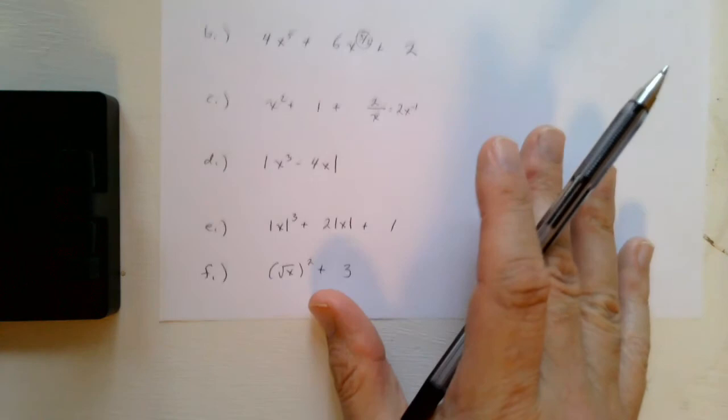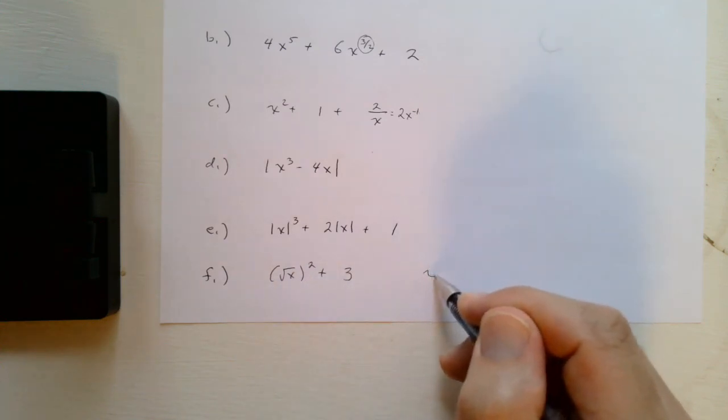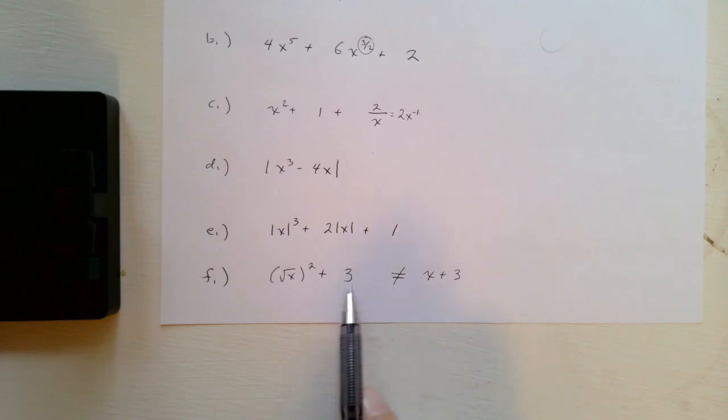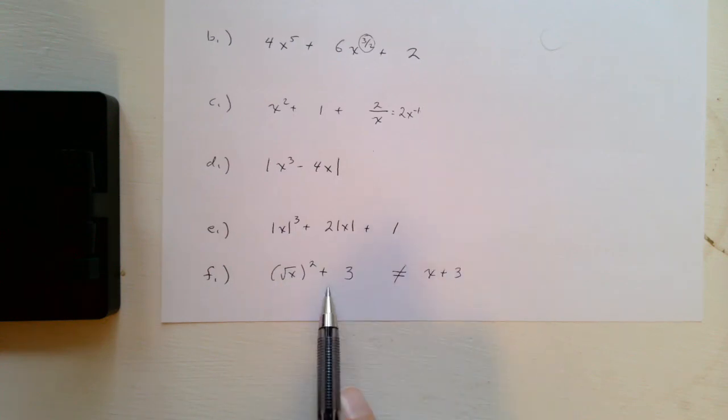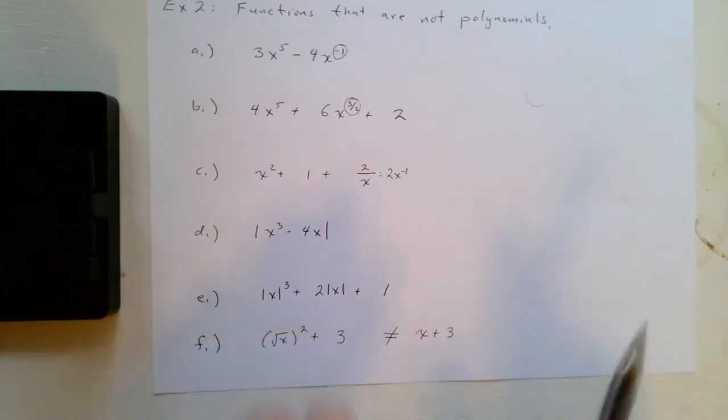And if you look at part F, this is a little bit of a tricky one. You might think, okay, when you square a square root, you get x, and you might think that this is equal to x plus 3. But these are not equal as functions, because if you plug in -1 here, you get 2. If you plug in -1 here, you get something that's undefined. You can't square something that's undefined, right? So these actually are not equal. These agree when x is positive, but if x is negative, they're different. This is defined. This is undefined. So that's why these functions would not be polynomials.